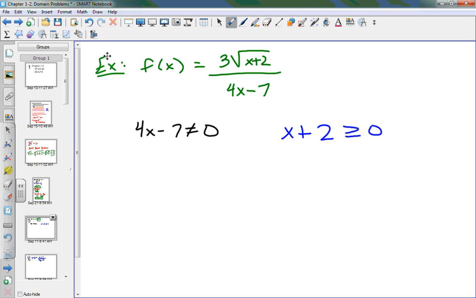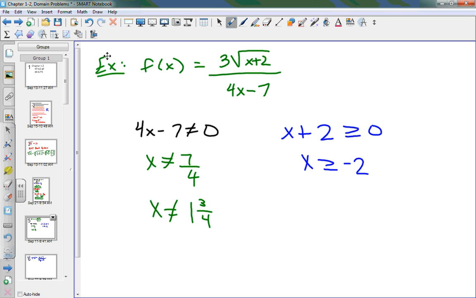Can it be 0? Yes, because can I take the square root or the 4th root of 0? 0 is neutral, it's neither positive nor negative. We understand that. Okay? So with that said, if I solve this, x is not equal to 7/4. What is that approximately? 1 3/4. Do we all see that? Now, go over here. X has to be greater than or equal to negative 2. Now you tell me, which one of these do I take?